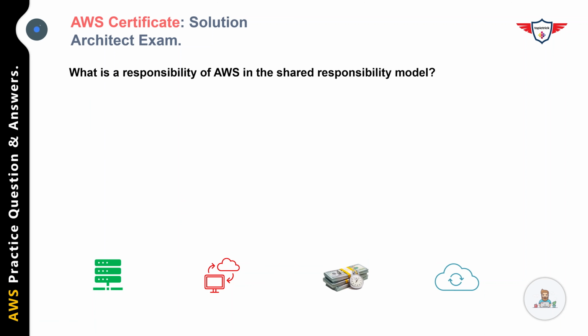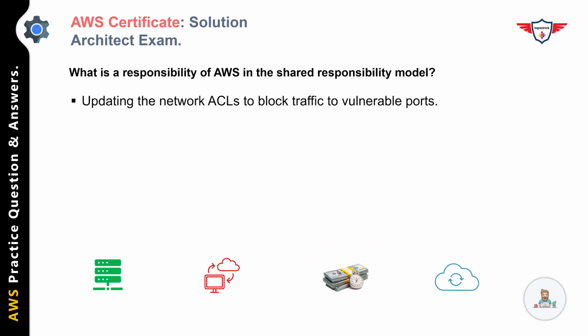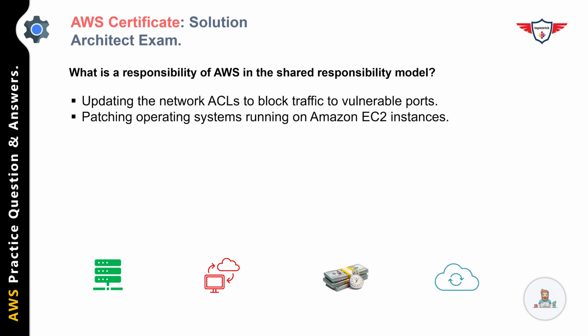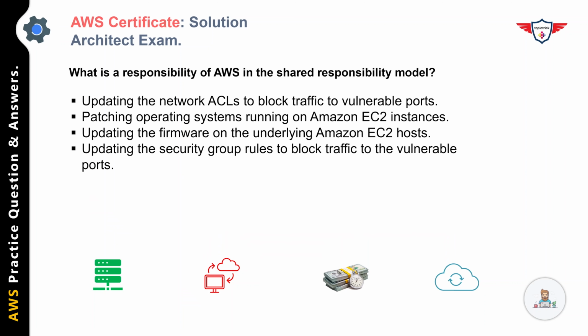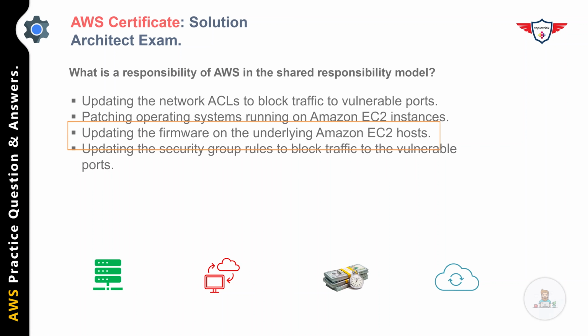What is the responsibility of AWS in the shared responsibility model? And the options are: updating the network ACLs to block the traffic to vulnerable ports, patching the operating system running on Amazon EC2 instances, updating the firmware on the underlying Amazon EC2 host, updating the security group rules to block traffic to the vulnerable ports. The correct answer is option C, that is, updating the firmware on the underlying Amazon EC2 host. It is the responsibility of AWS to update the EC2 host where the instance runs.